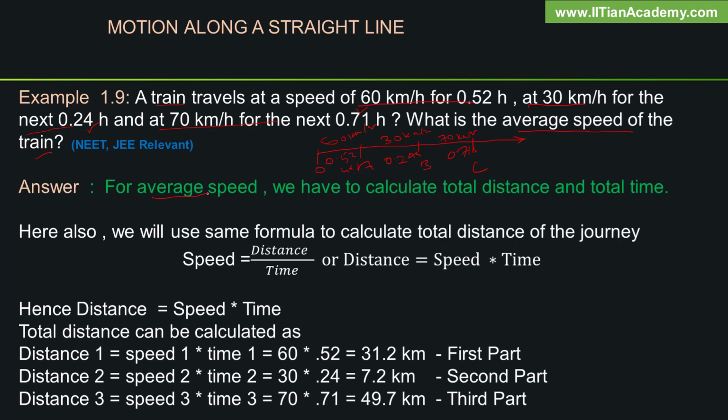For average speed, we have to calculate total distance and total time. Here also, we will use speed formula to calculate distance traveled. Speed equal to distance divided by time, or distance equal speed into time. Hence, we will calculate distance of each part of the journey and will sum all 3 to get total distance.